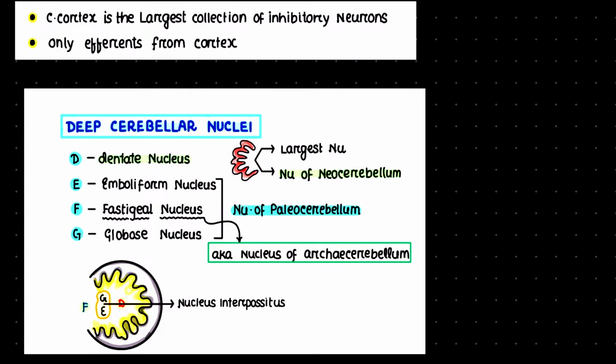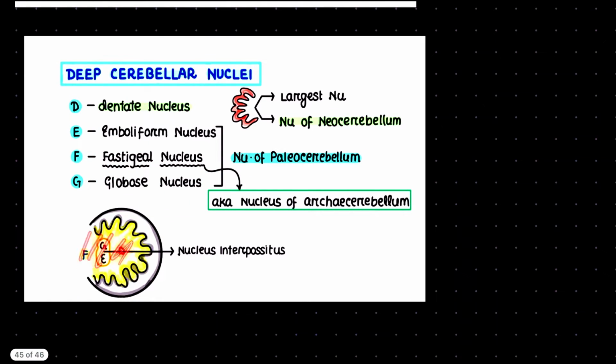And talking about the archaeocerebellum, the fastigial nucleus is also called the nucleus of the archaeocerebellum. This fastigial nucleus solely is called the nucleus of the archaeocerebellum. Now talking about their arrangement in white matter, let us suppose this is the lateral region, and here we have the medial region. Laterally, the most lateral nucleus of the deep cerebellar nuclei is our dentate nucleus. It is the most lateral and the newest, so it is the nucleus of the neocerebellum.